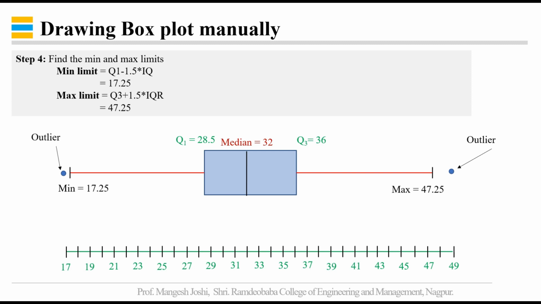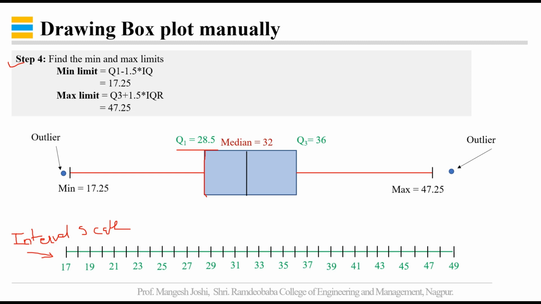Now, the next step is to find out the minimum and maximum limits. As per the formula, you have 17.5 as your minimum limit and maximum limit as 47.25. Now this is the interval scale drawn over here at the bottom. Interval scale. Okay. Now you have to draw a vertical line at quartile 1, that is 28.5. So this is that vertical line.